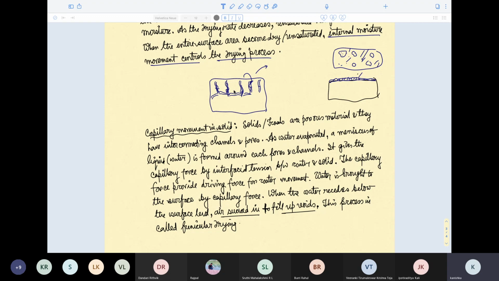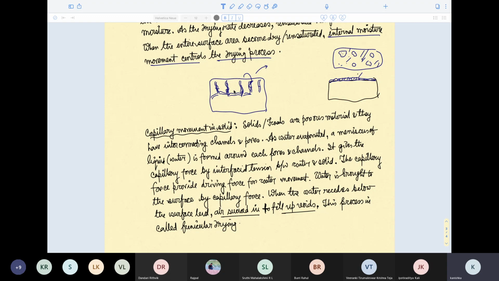Now when the water is evaporated, at the rate at which it is getting evaporated, water is not supplied from the food material at that rate. That means on the surface of the food product you will have a lot of dry region, and this dry region will keep on increasing.